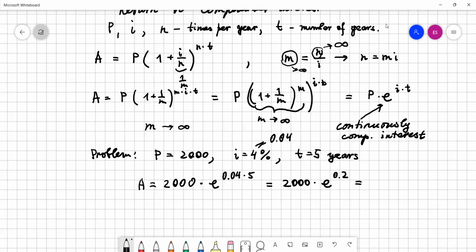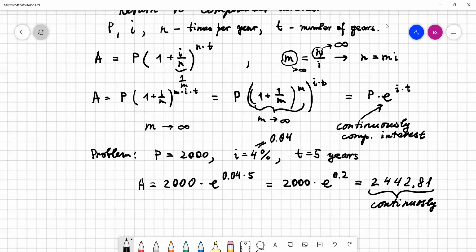Let me see. So e to the power of 0.2 multiplied by 2000, and I have 2442.81, approximately. Actually, we have more digits, but we cannot collect less than 1 cent, right? Now, guys, I don't really remember what we had quarterly. So this is the amount in the account after 5 years if you do it continuously.